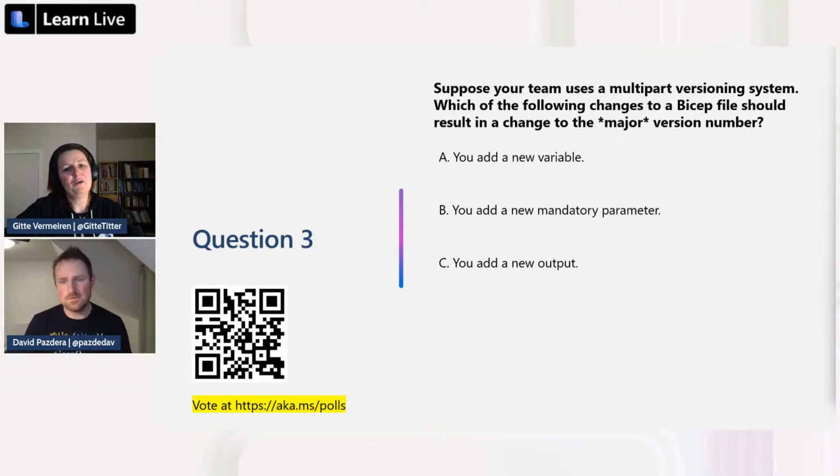Yeah. How about answer B, like adding a new mandatory parameter? I guess that would break stuff, right?